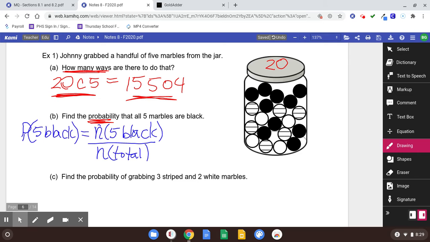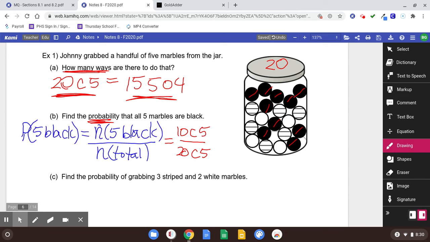So it's 5 black ones out of how many black ones? Can you see it? Can you count them? I see 10 black ones. 1, 2, 3, 4, 5, 6, 7, 8, 9, 10. So order doesn't matter. That's going to be 10 choose 5 to get me 5 out of the 10 black ones. That's my part, 5 black out of 10 black. And the total is going to be 5 marbles out of 20 total marbles.